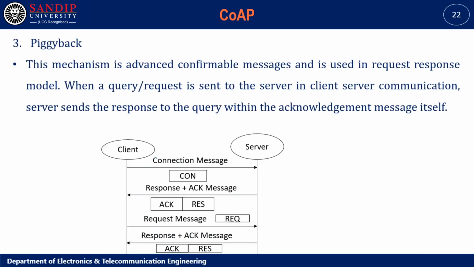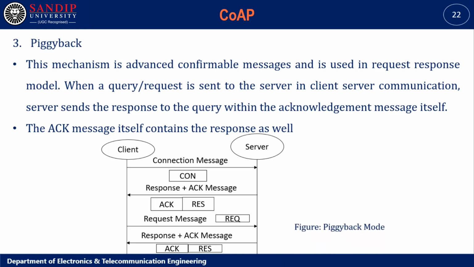Piggyback. This mechanism is an advanced confirmable message and is used in the request response model when a query or request is sent to the server in a client-server communication. Server sends the response to the query within the acknowledgement message itself. The ACK message, that is acknowledgement message, contains the response as well. Figure shows the piggyback mode.